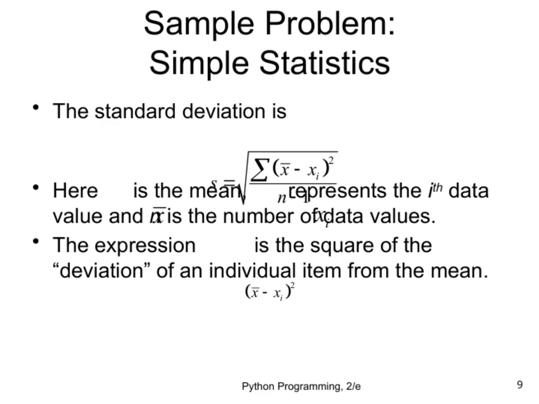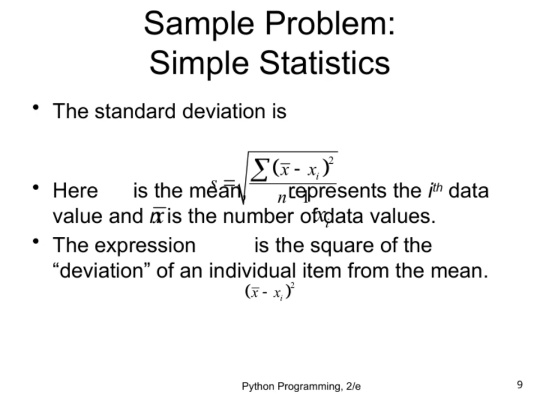The expression inside the parentheses, which is the deviation of an individual item from the mean, shows how far that particular data point is from the average. When we square this deviation, it ensures all differences are positive and emphasizes larger deviations more strongly. This concept is fundamental because it gives us a sense of how spread out our data is around the mean.